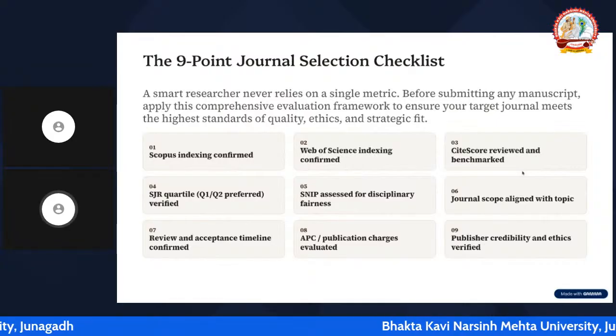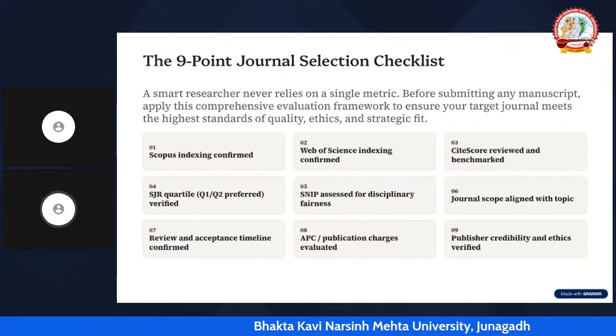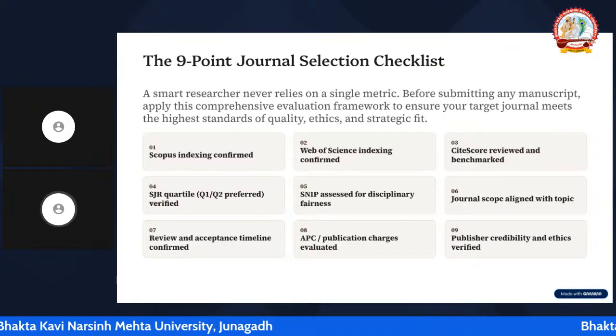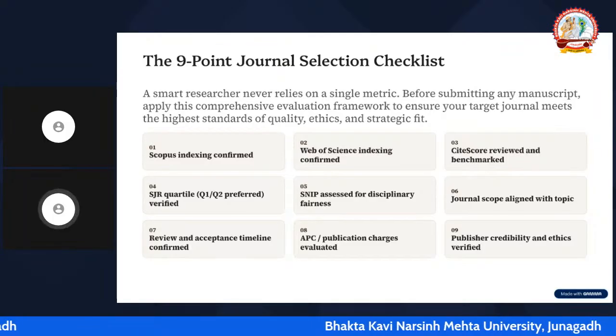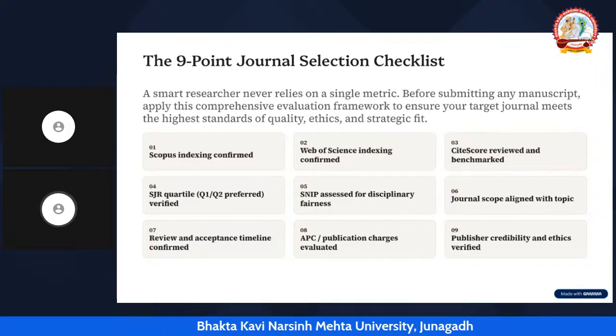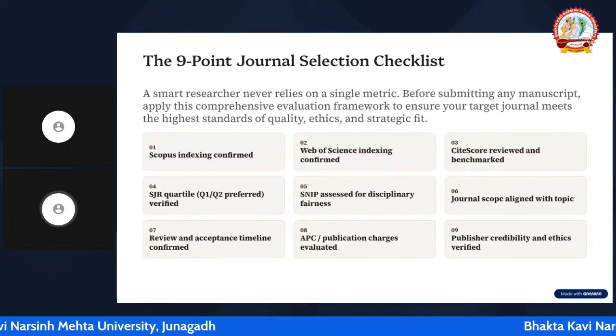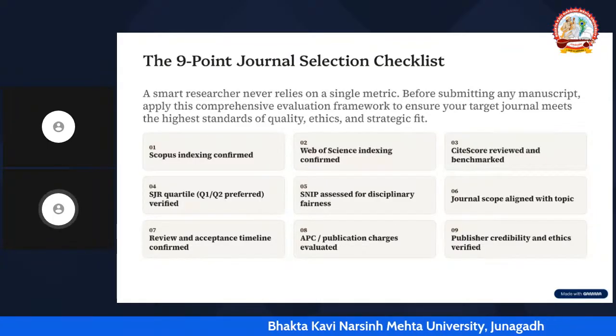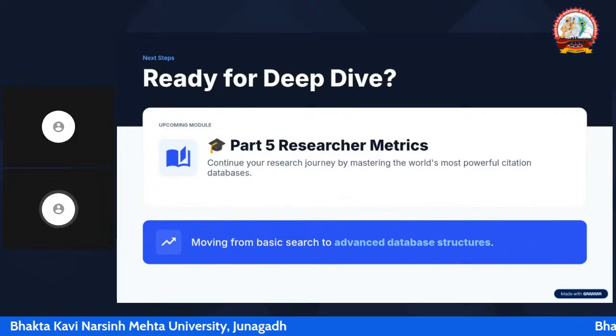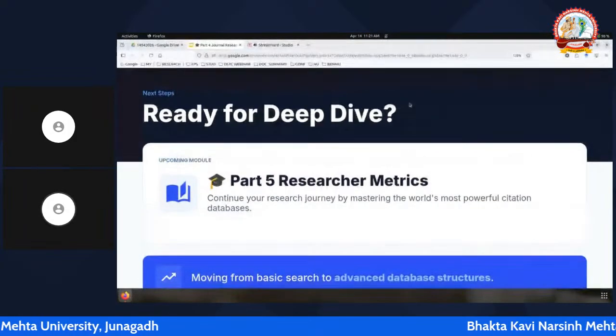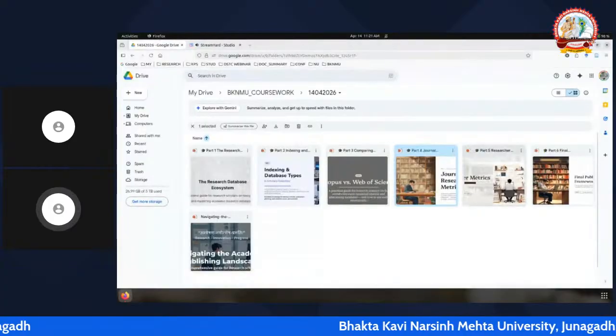With this, we have to identify this particular 9-point journal selection checklist. Scopus index confirmed, Web of Science confirmed, CiteScore reviewed and benchmarked, quartiles, SNIP assessed, journal scope aligned with the topic, review and acceptance timeline confirmed. What about the publication charges, publisher credibility, and ethical verification? So this is the index factor, and we have metrics.